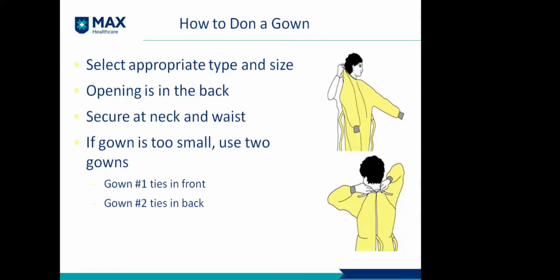Usually there's an opening in the back which needs to be secured. You can secure it yourself, or somebody from your team can secure it. Or if the gown is too small, you can have 2 gowns, one you tie in front and one ties back. We have seen that a lot of PPEs were not available in the first wave, so the appropriate size was a problem in that era. What we did, we used to take 2 gowns instead of 1 if the appropriate size was not available.